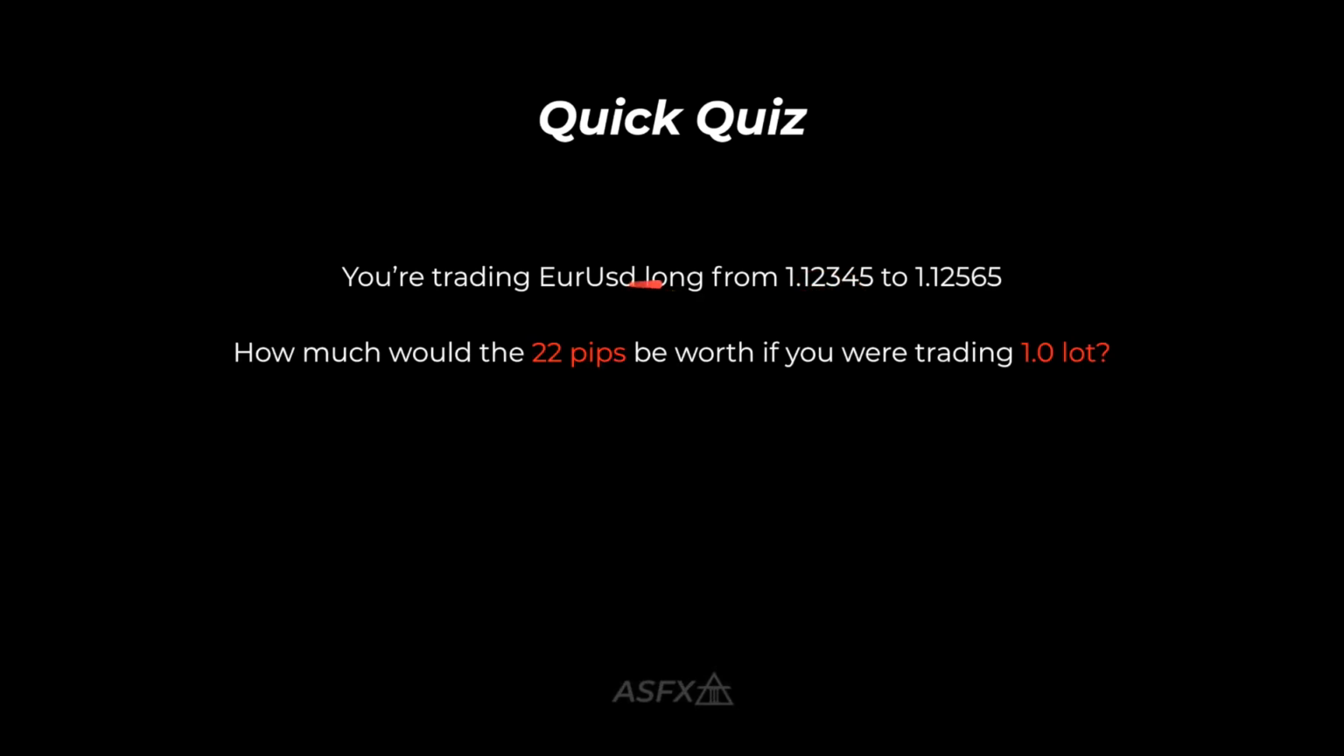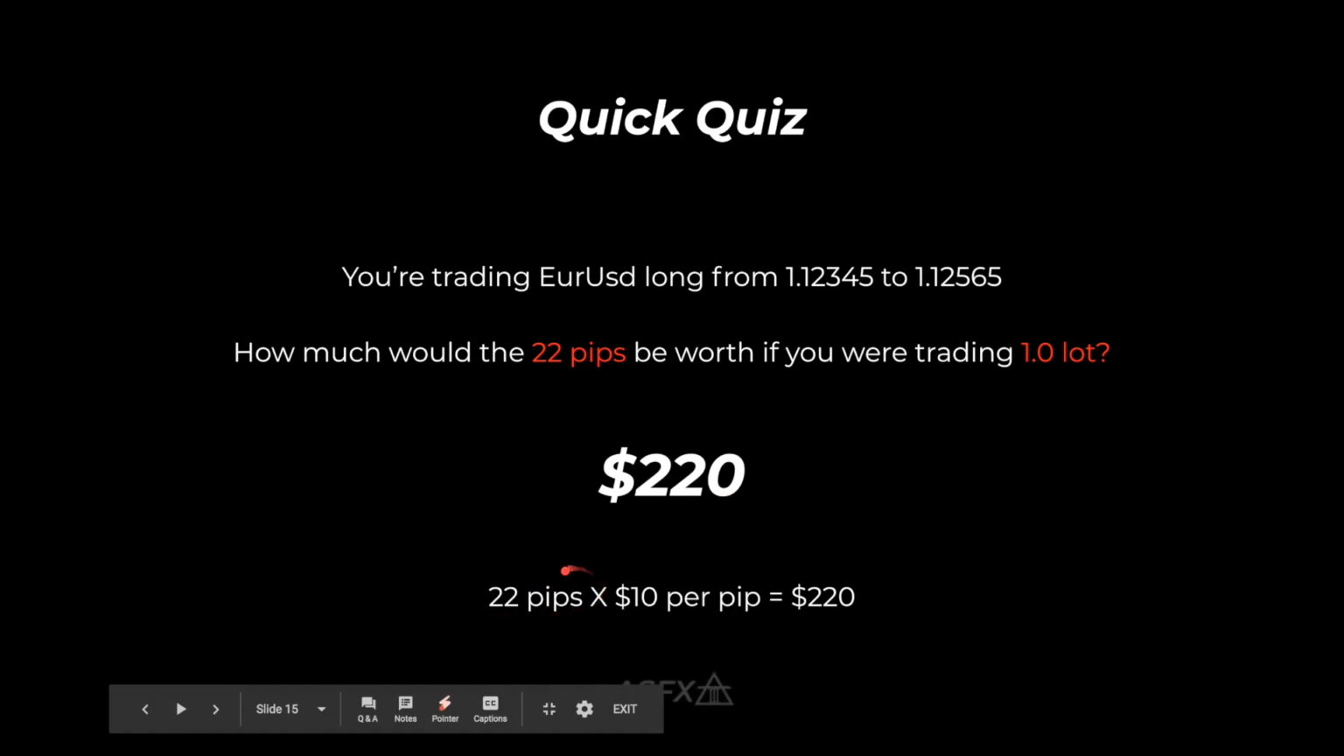You're trading Euro USD long from 1.12345 to 1.12565 again. How much would that 22 pips of movement be worth if you were trading one standard lot? Ready? It would be $220. Why? 22 pips times $10 per pip on a standard lot gets you $220.